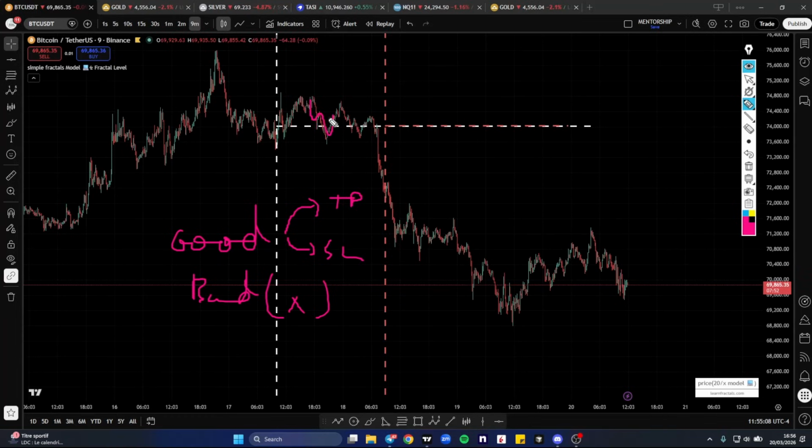We have followed the rules. We have scaled the fractal the right way. We have located the fractal in the right place, but we still got stopped out. But this doesn't mean that it's a bad trade. It's still a good trade for me.